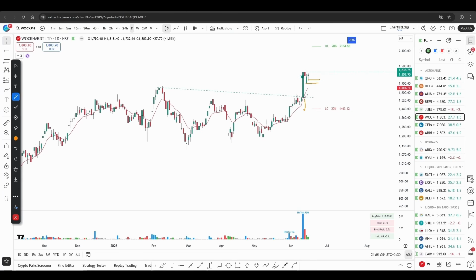Same concept here, 10 people have bought here, only 2 to 3 people have sold here, meaning that the strong hands are more eager to accumulate rather than sell the stock.